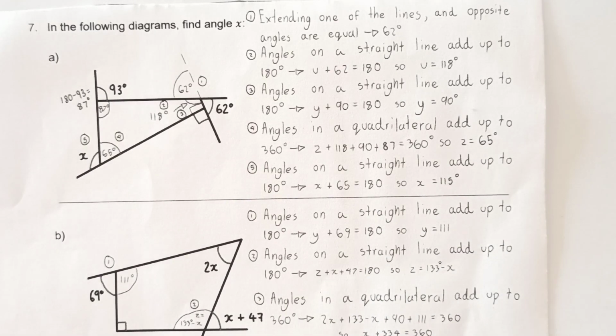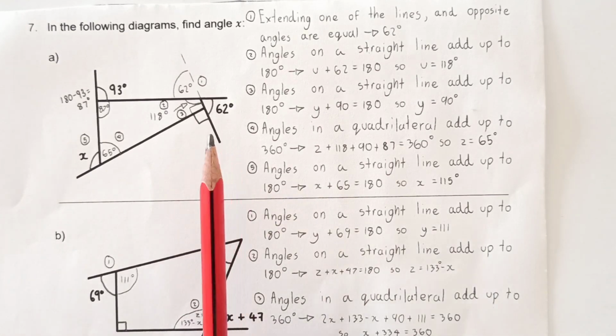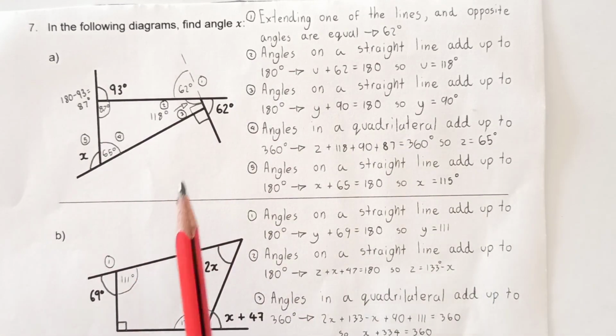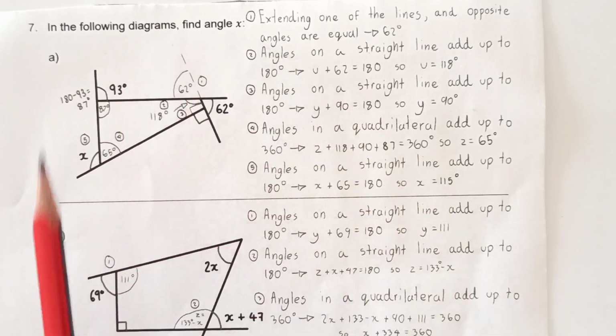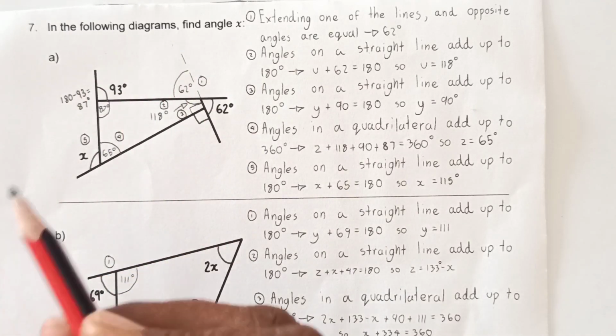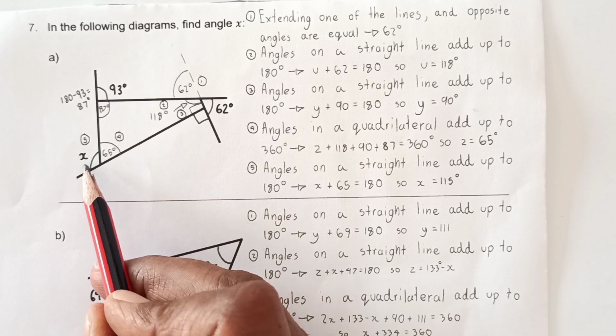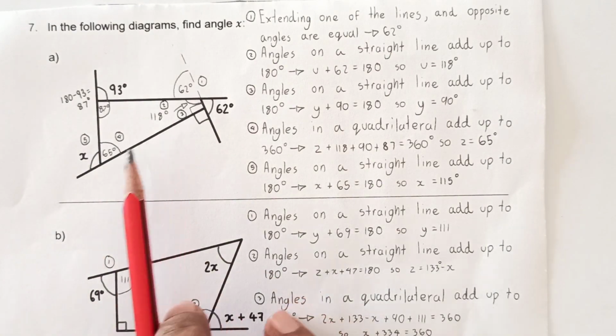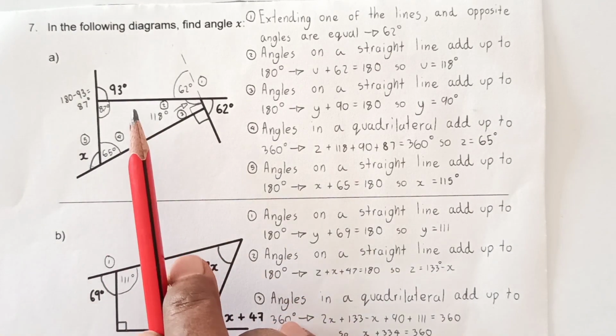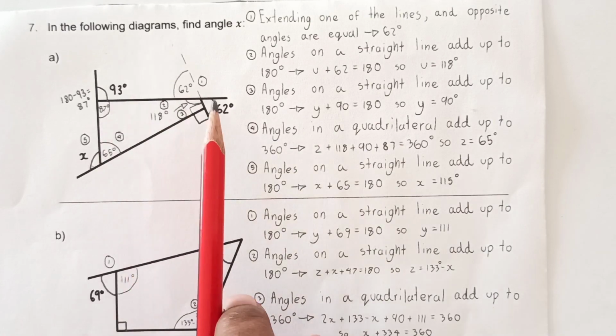Now we have some difficult questions here about angles. You don't see any parallel lines here. In the diagram, find the value of x. First of all, see where x is. X is here, right? So we need to find this angle, and we will start with the angles which are given to us.